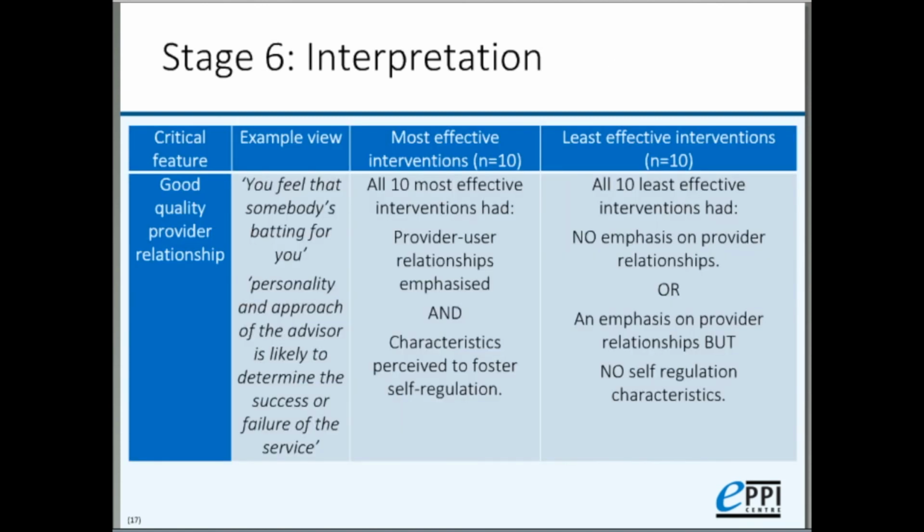And then in our final stage, interpretation, this slide is just to indicate how we come back to our initial theory, and what we've given here in the second column are some examples from our view synthesis to give you a flavour of how emotive people were about the importance of positive relationship with the programme provider.